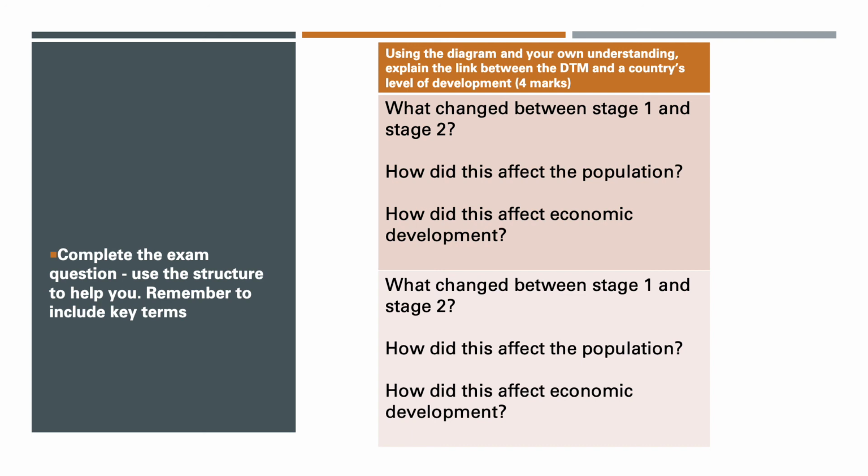So for example, you might want to say that one change between stage 1 and stage 2 was improvements in agriculture. This affected population because it decreased the death rate as people became better fed. As people became better fed, they lived longer and were better able to work. So that helped to improve the economy. They also became available to do different types of work other than farming. And often this work was textiles. So you're just going through explaining what I've explained. Okay? Right, I hope that helps.